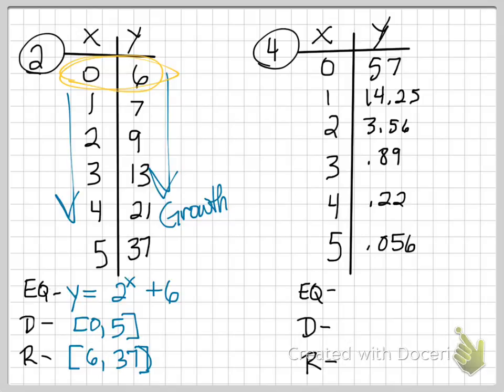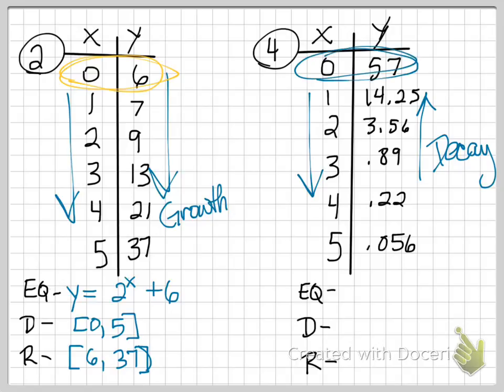Number 4. As x is increasing, what is y doing? It's decreasing. So that means it's a decay. All right. So what are we expecting? I'm expecting to have a 57 in my equation.